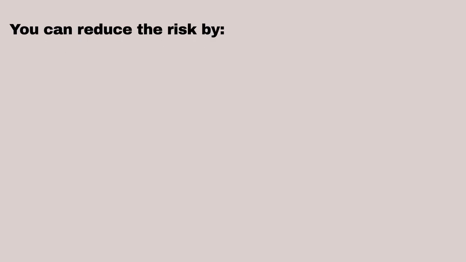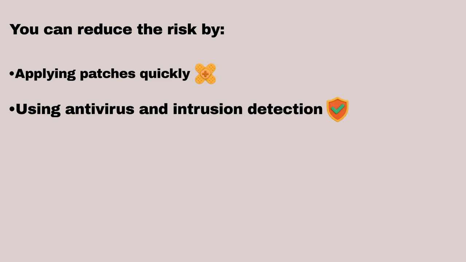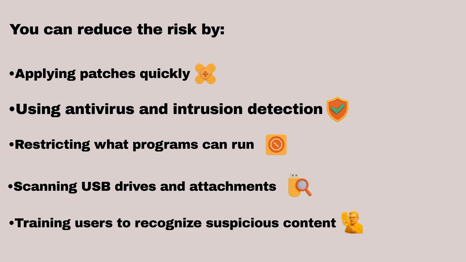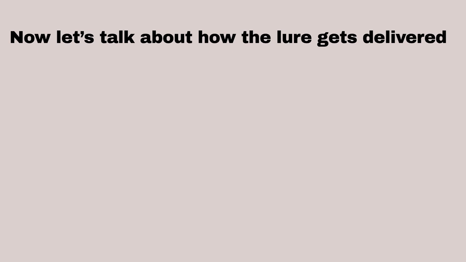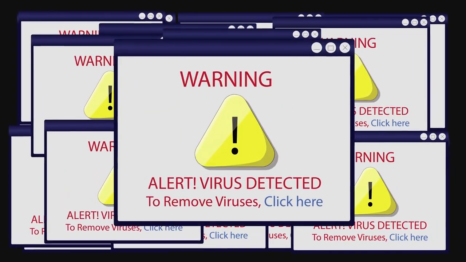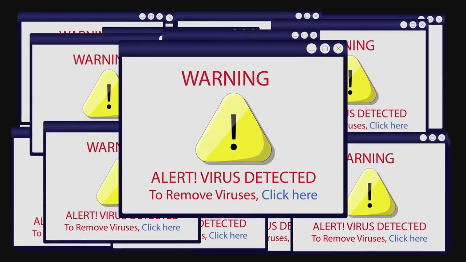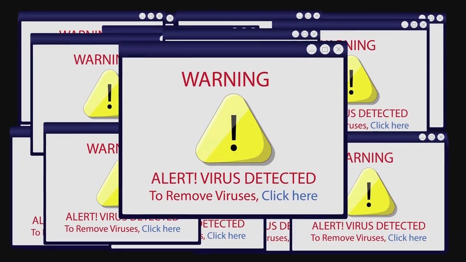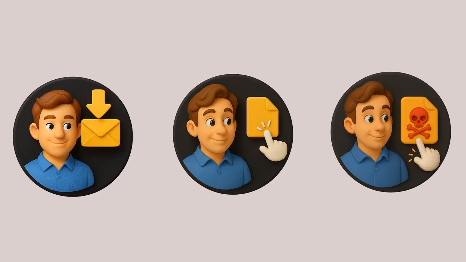You can reduce the risk by applying patches quickly, using antivirus and intrusion detection systems, restricting what programs can run, scanning USB drives and attachments, and training users to recognize suspicious content. Now let's talk about how the lure gets delivered. It doesn't matter how well hidden the malware is. If no one opens the file, the attack fails. That's why attackers pair lures with message-based vectors. These are the delivery systems used to convince someone to download, open, or interact with the malicious file.